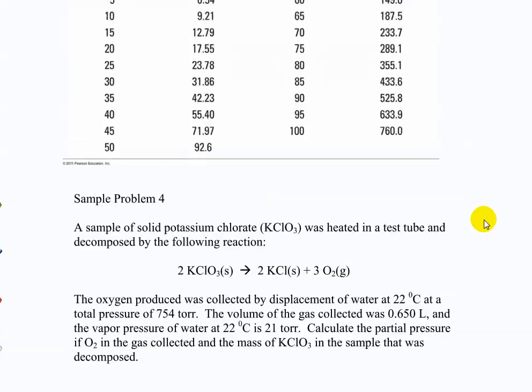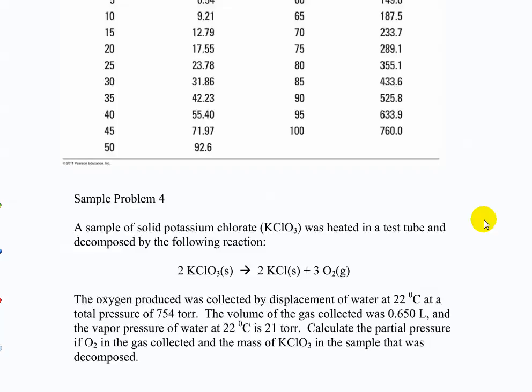A sample of solid potassium chlorate was heated in a test tube and decomposed. All right, so it forms KCl, solid, potassium chloride, and oxygen gas, already balanced for you. And then the oxygen was collected by displacement of water at 22 degrees C at a total pressure of 254 torr.